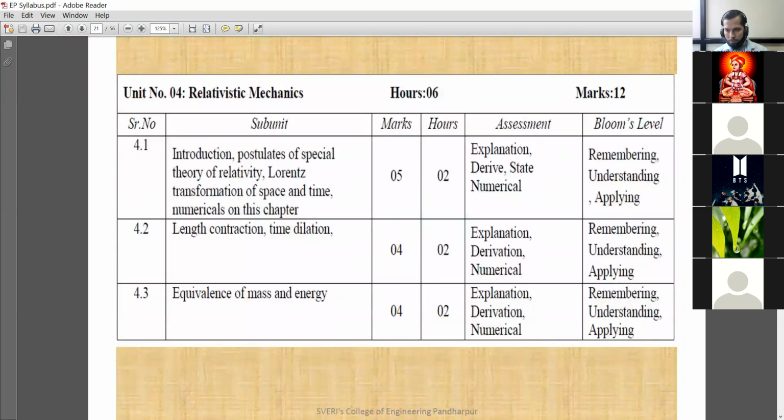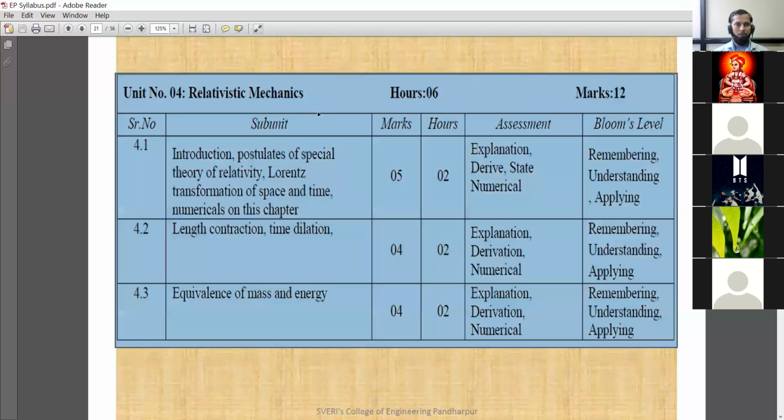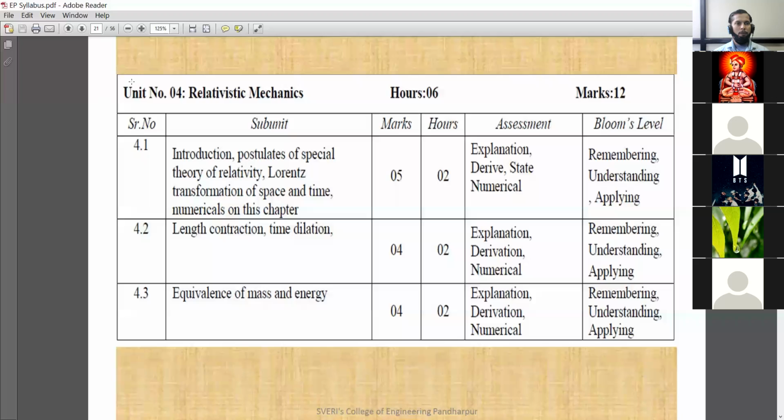Now what is the time? Still a few minutes are there. So what we do, you write the syllabus of this chapter and we conclude today. Next line, give heading unit number 4. This is our last chapter for section first. Unit number 4, relativistic mechanics. Give the heading relativistic mechanics and write down these points.